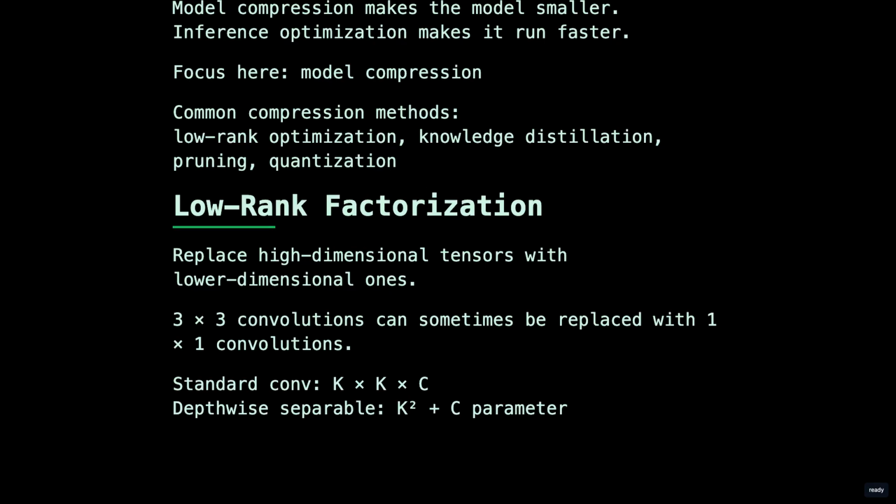MobileNets uses a different decomposition. First, it applies a separate spatial filter to each channel. Then it mixes channels with a one-by-one convolution. That breaks one expensive convolution into two cheaper steps. And when the kernel is 3 times 3, the parameter savings are large.